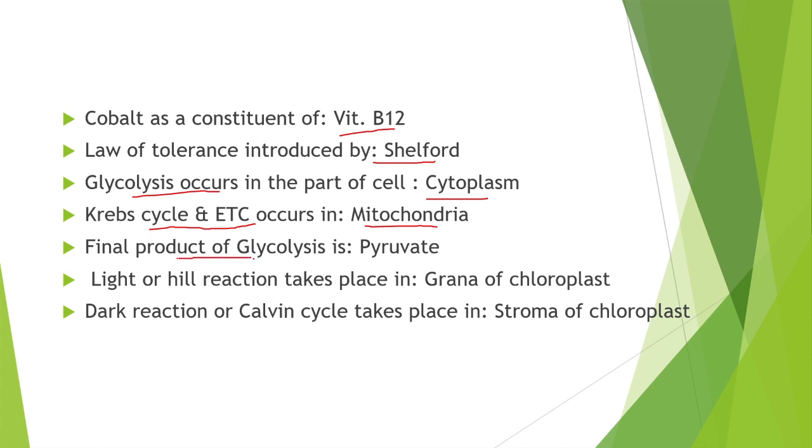The final product of glycolysis is pyruvate. In glycolysis cycle, one molecule of glucose is converted into two molecules of pyruvate. This pyruvate is a 3-carbon compound.